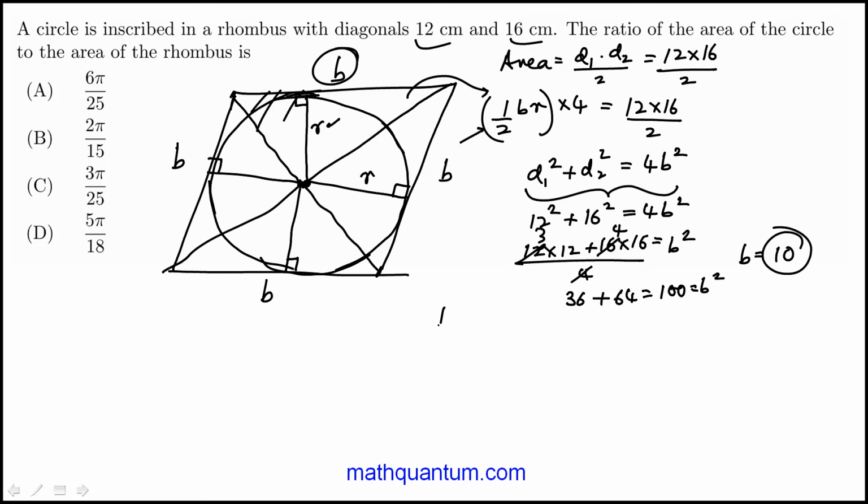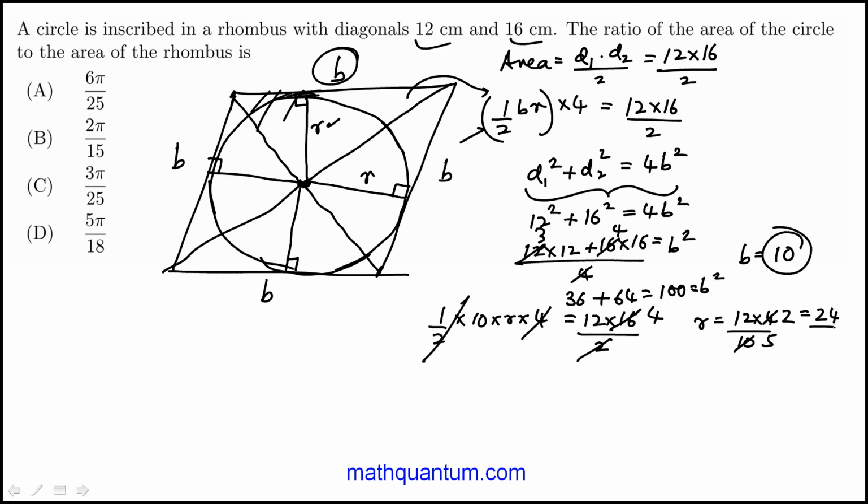That result I can put in here, and that would give me the radius. Again, I'm leaving the numbers in that form so I can simplify. That one, 2 goes out, 4 here. So the radius is 12 times 4 over 10, which is 24 over 5.